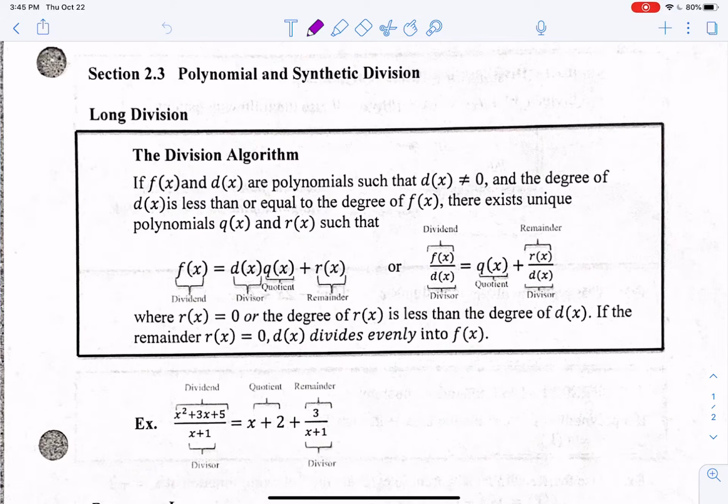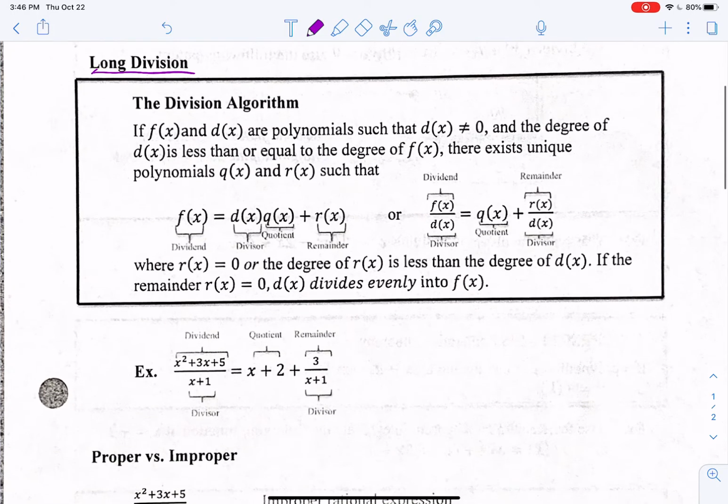But section 2.3 is what we're going to be doing today. So this is polynomial division and synthetic division. Polynomial division is another way to say long division. I don't know if you guys remember this from trig or from algebra 2 at all. Long division can get kind of messy. Synthetic division a lot of people like better. So they start us off with long division.